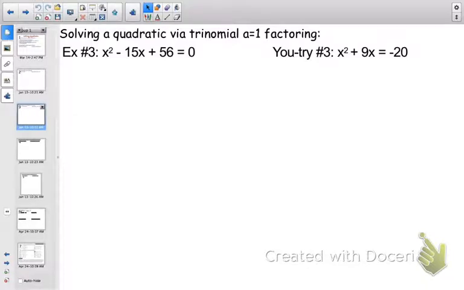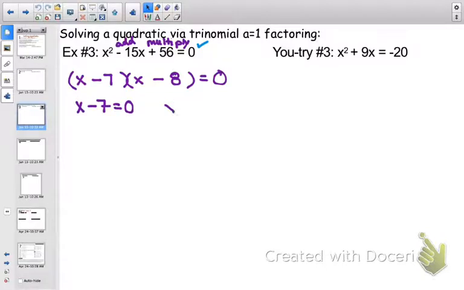Example number 3, solving a quadratic via trinomial factoring where our leading coefficient's 1. Our first example, we already have 0 on one side, but you'll notice the U-try, you're going to need to add 20 to both sides first. Then factor the left. So double bubble because we don't need to use the box method. What multiplies to positive 56 and adds to negative 15? That's going to be negative 8 and negative 7.